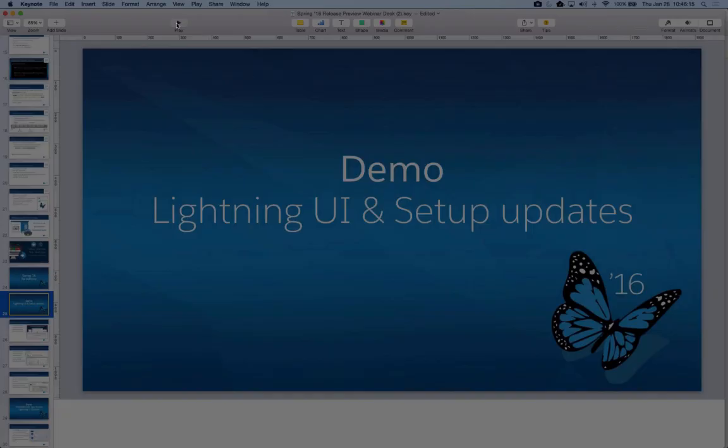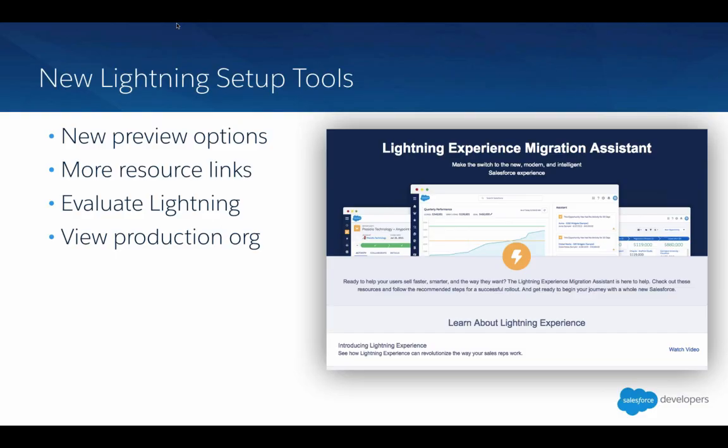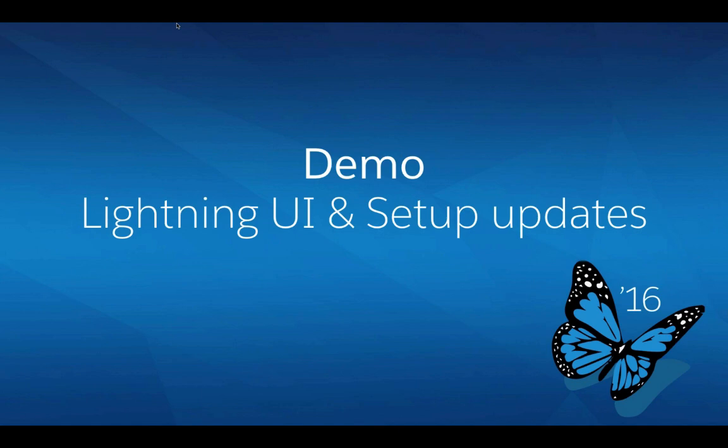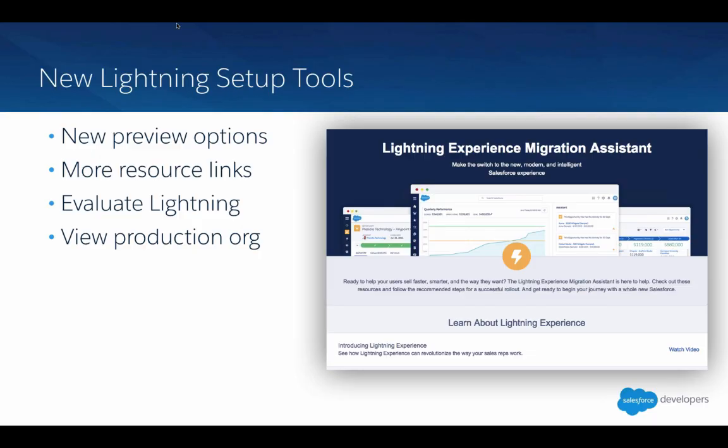I promise there's more demos. So I just want to cover what we talked about and where you can find it. We started in the Lightning Experience Migration Assistant. This is additional tools in Classic Setup that give you resources to evaluate Lightning, to view your production data and metadata, links to your Trailhead, and really give you the ability to look at what your org would look like in Lightning and also learn more about Lightning.